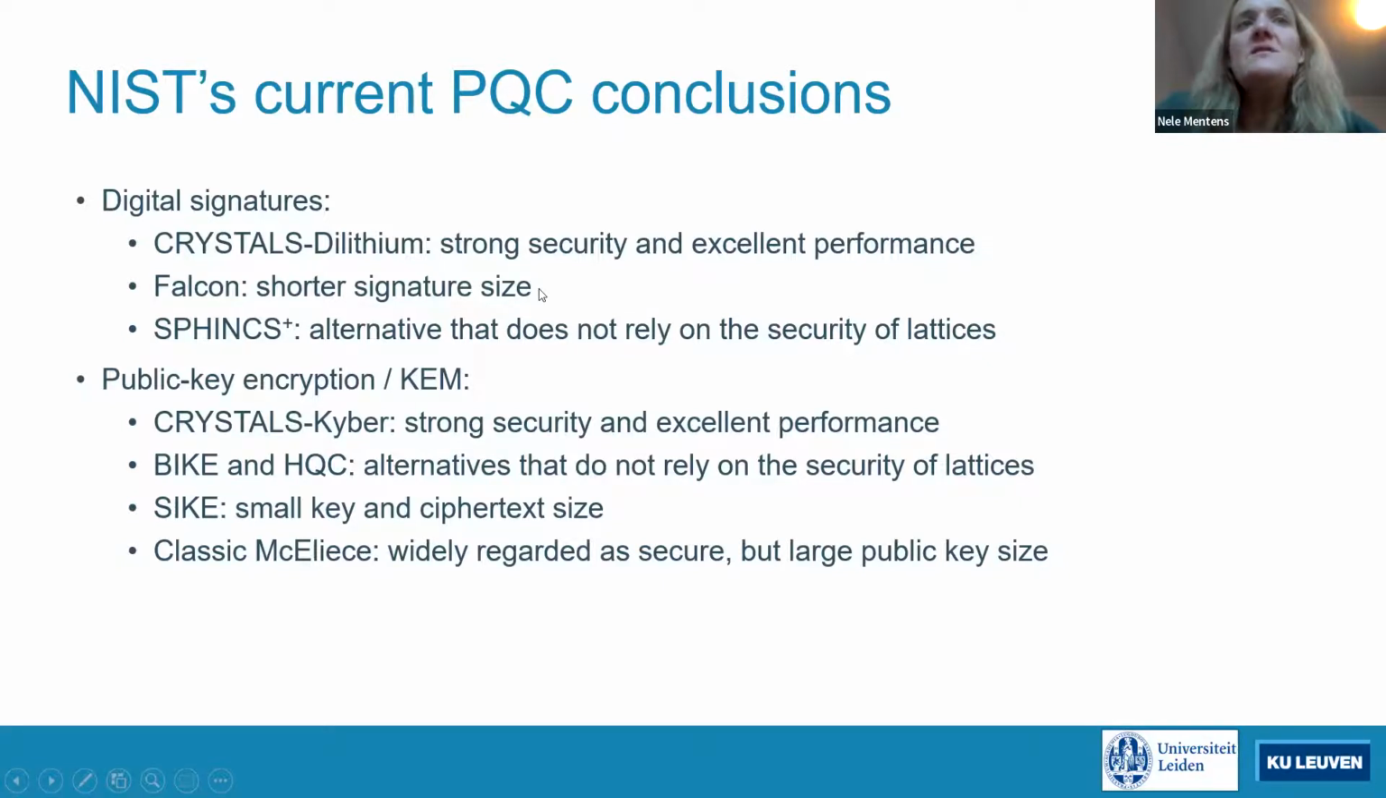Falcon has a shorter signature size, which is also beneficial, and SPHINCS+ is an alternative that does not rely on the security of lattices, because NIST did not want to have only digital signatures still in the running that only rely on lattices, because if a weakness would then be found in lattice-based crypto, there would be a problem. So that's why SPHINCS+ was also taken into account.